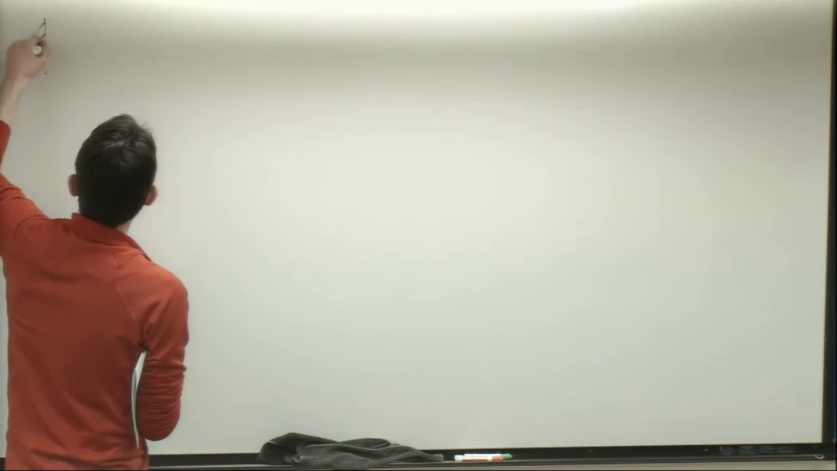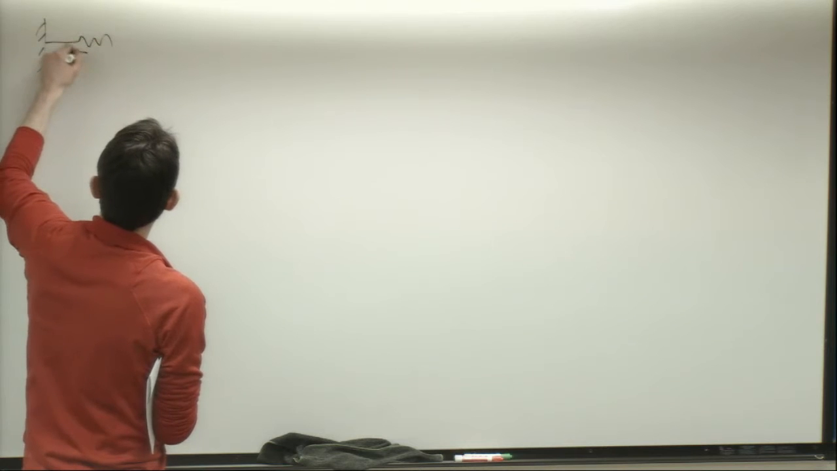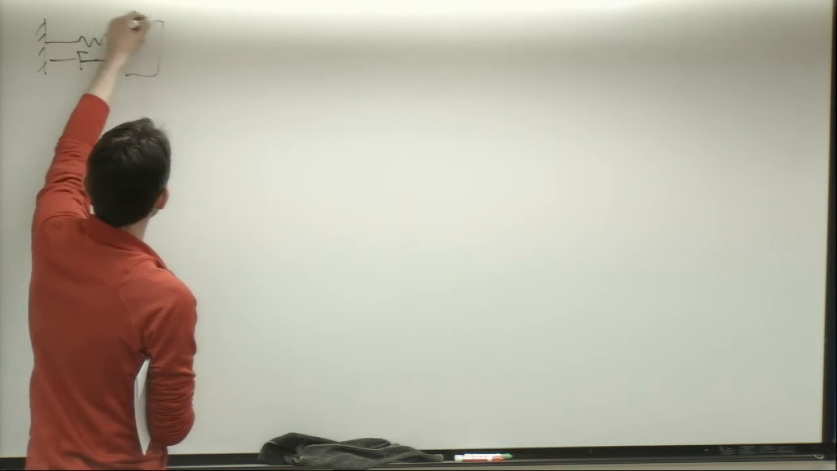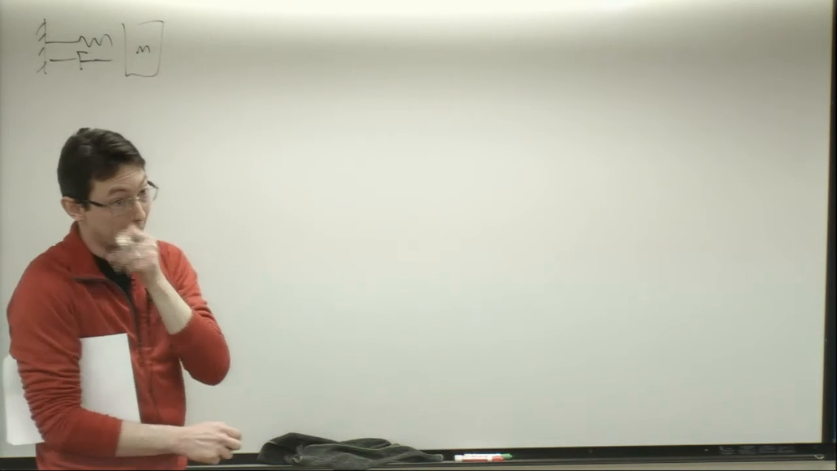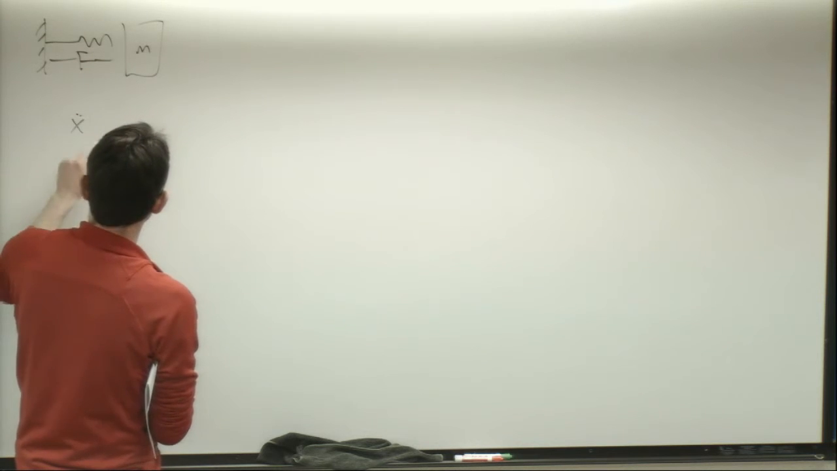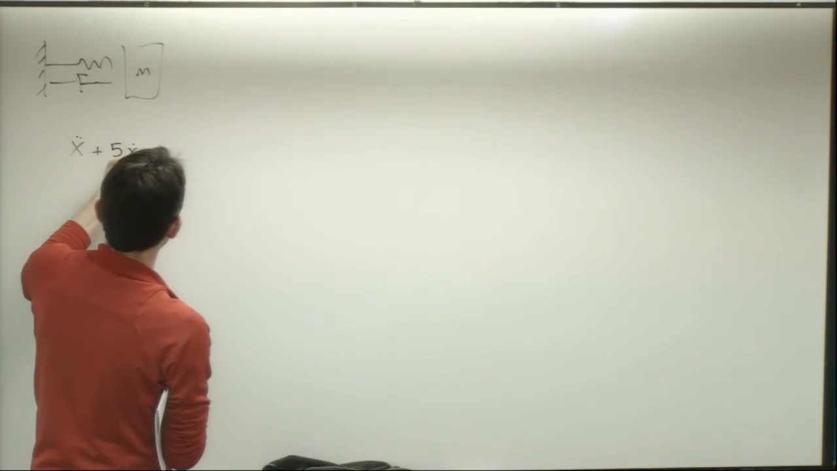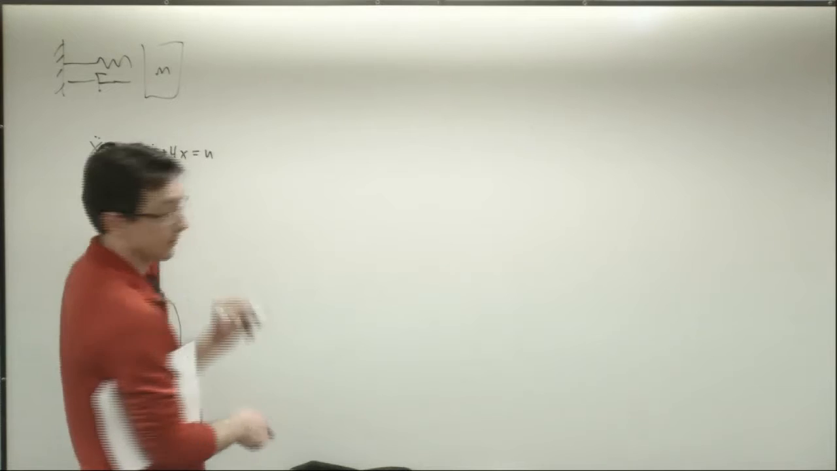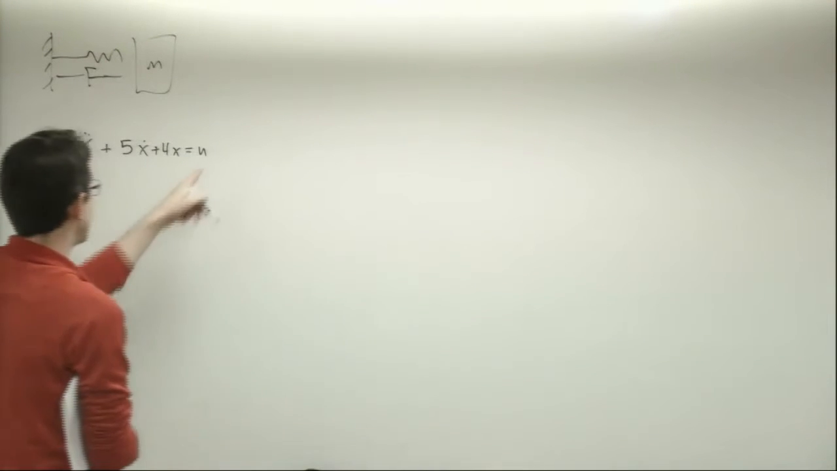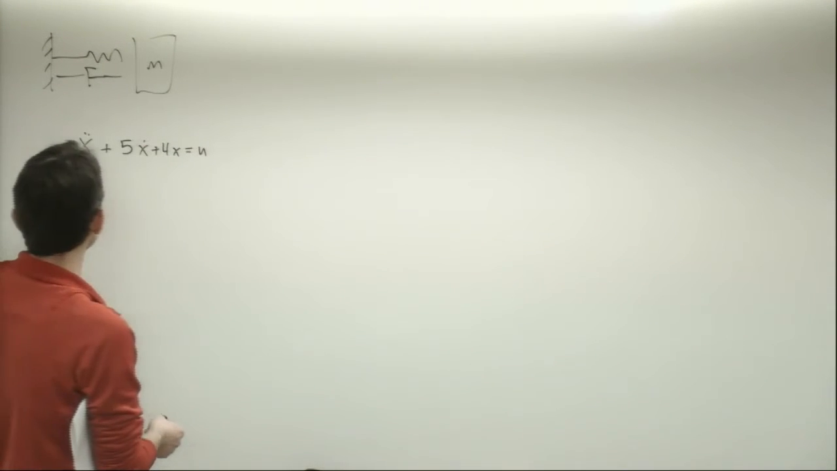So the last thing I told you last time was about the frequency response. So if we had something like a spring mass damper system, and we have an ordinary differential equation like x double dot plus 5x dot plus 4x equals some external forcing u. And this has units of acceleration or force.